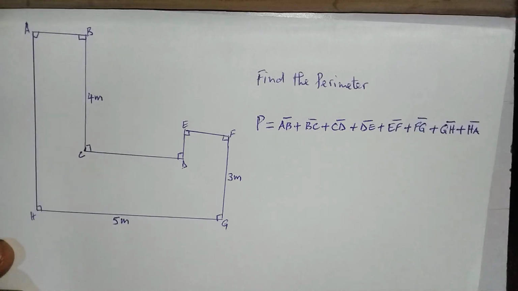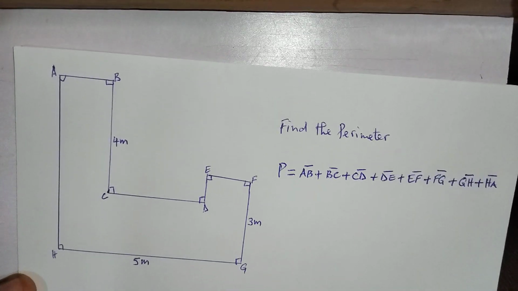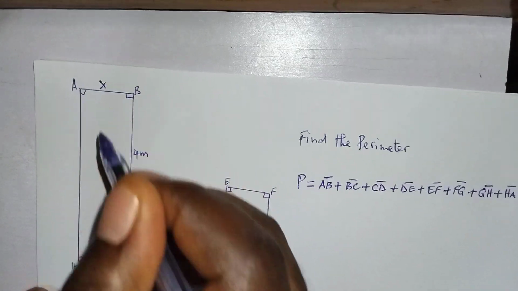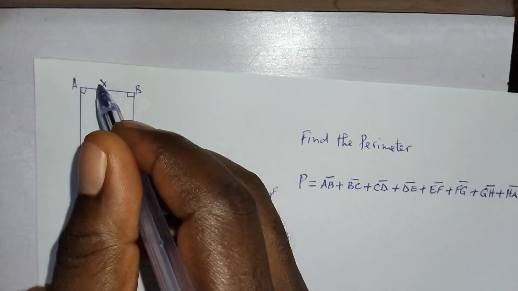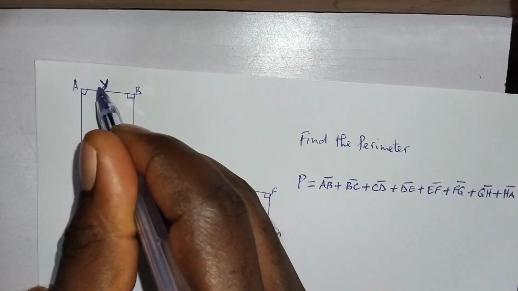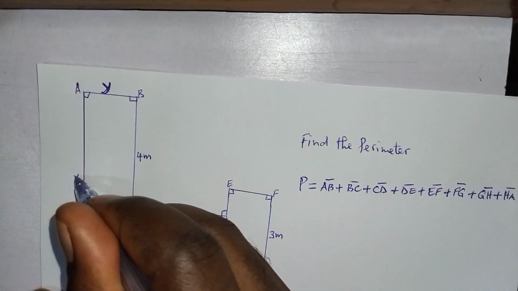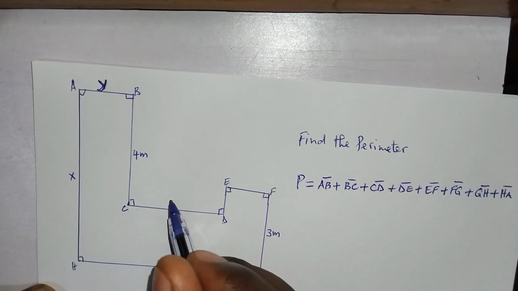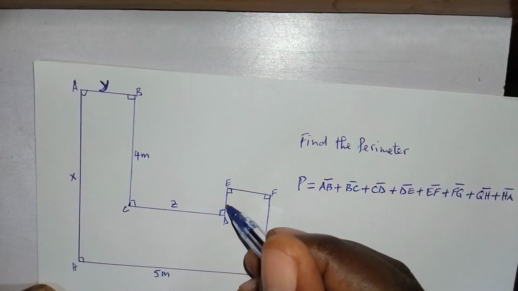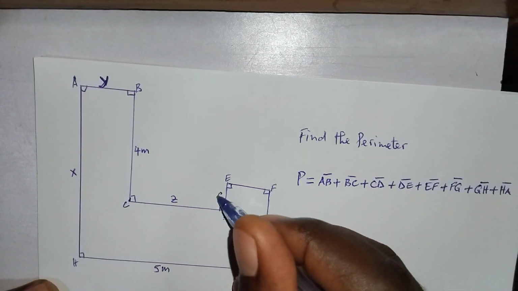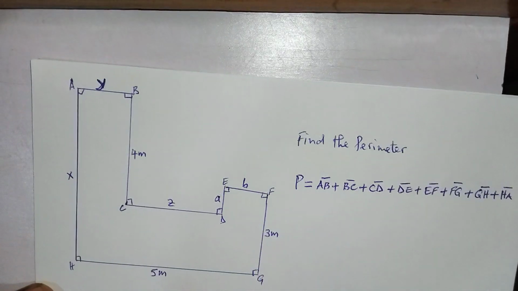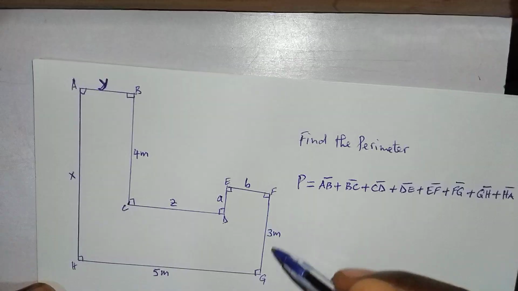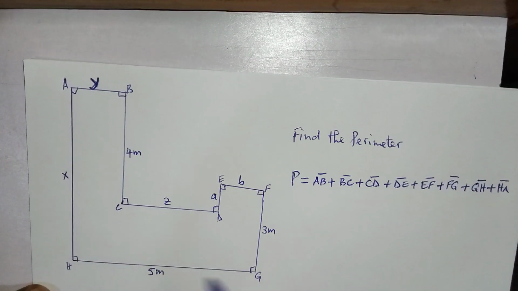So let's say this side is equal to x. No, this side is equal to y. This side is equal to x, and this side is x, y, z, and this side b, a, and this side b. The other sides are known.